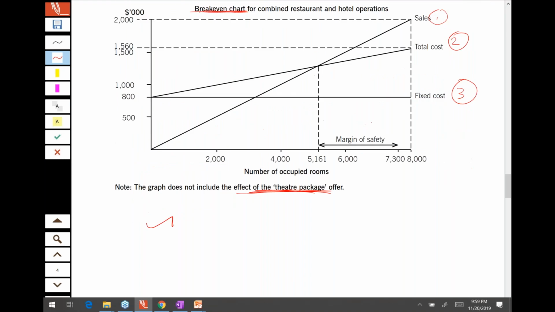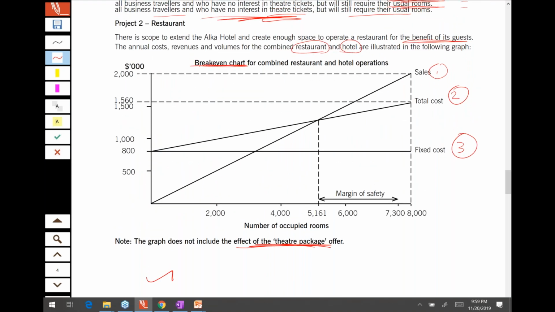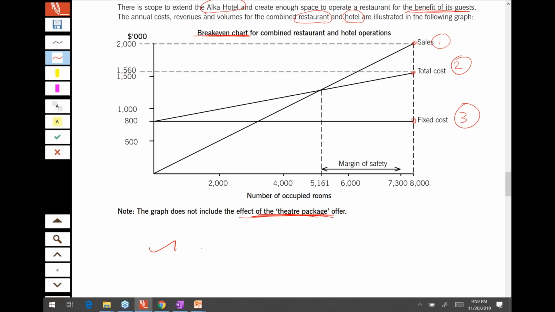So, if we go for that hotel restaurant, let's see what happens. We are given the numbers that at 8,000 rooms, revenue will be 2,000. At 8,000 rooms, the cost will be 1,560. At 8,000, the fixed cost will be 800. So I'm just giving you a few hints, and then I want you people to solve this. Revenue of 2 million divided by 8,000 rooms will give you the selling price per room.